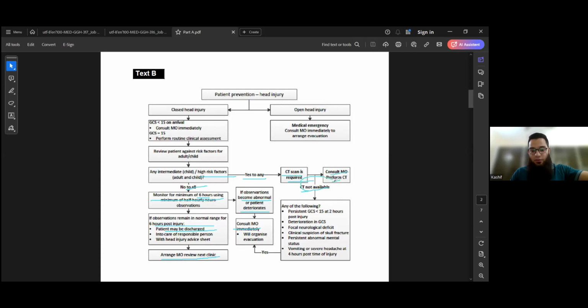But what if CT is not available? Then if any of the following: GCS is less than 15 at 2 hours post injury, there is deterioration in GCS, there is focal neurological deficit, there is clinical suspicion of skull fracture, or there is persistent abnormal mental status, vomiting or severe headache 4 hours post time of injury, then consult the MO immediately and they will organize evacuation, because these are the signs of intracranial hemorrhage.